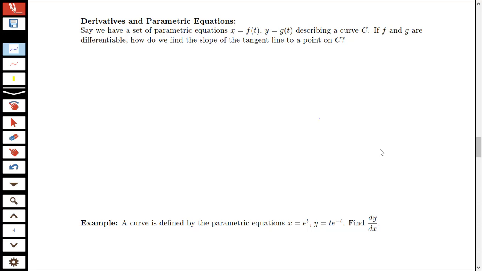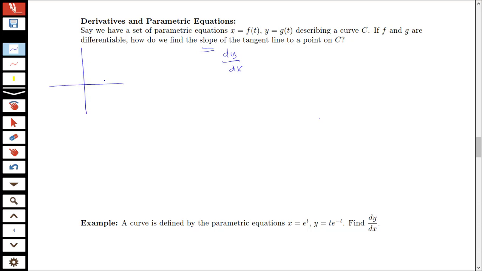In this video, we're going to be looking at calculus and parametric equations, and we want to start by finding a parametric form of our derivative. So let's say we have a set of parametric equations, x equals f of t and y equals g of t, describing a curve C. If f and g are differentiable, how are we going to be able to find the slope of the tangent line to a point on our curve? So we want to know, how can we find dy/dx in terms of t?